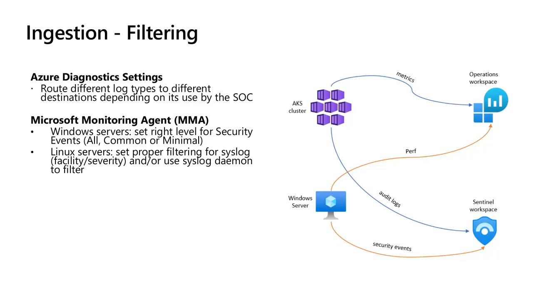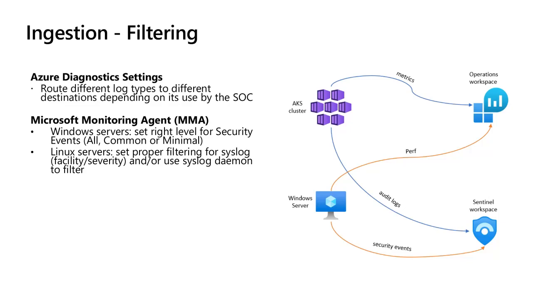In terms of agents, we have, as of now, 2 different agents that are in GA. The first one is the Microsoft Monitoring Agent, MMA. This agent has been already available for a while. And depending on what server types you have, there are different kinds of filtering that you can do. First of all, for Windows servers, you can set the right level of security event collection that you need. We have 3 tiers right now: all, common, or minimum. So take a look at our documentation, see what event IDs are included in each of these tiers, and select the one that is appropriate for you.